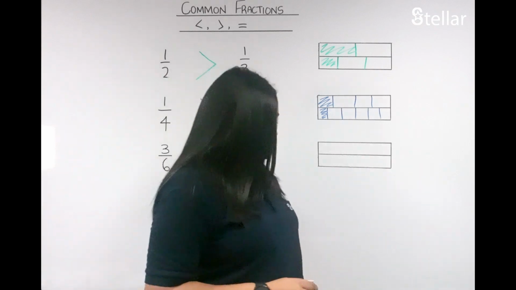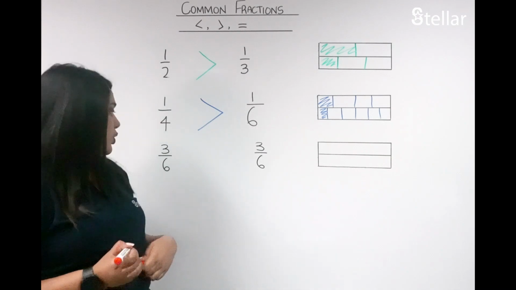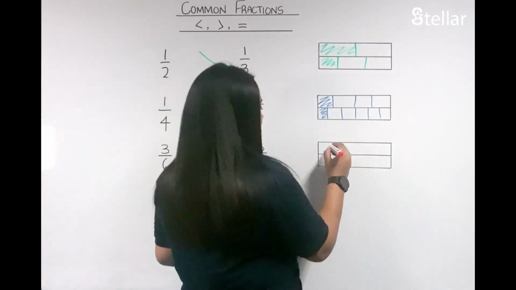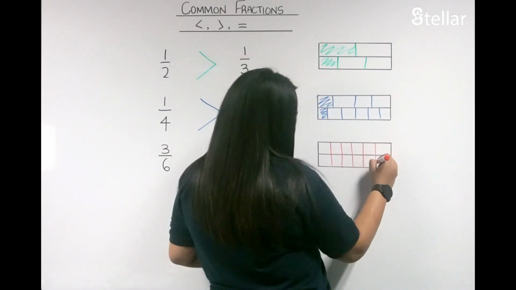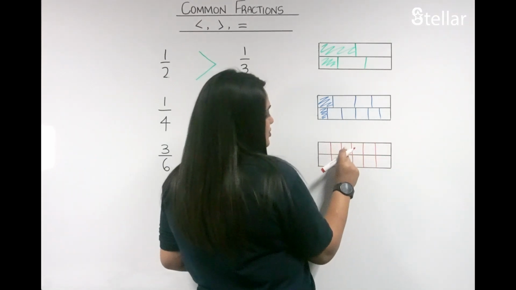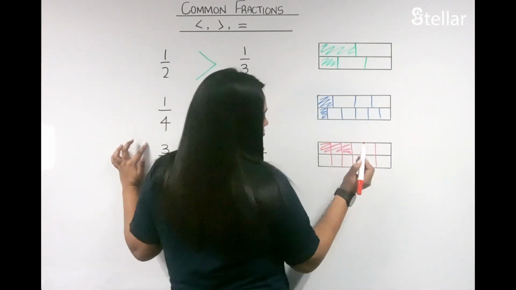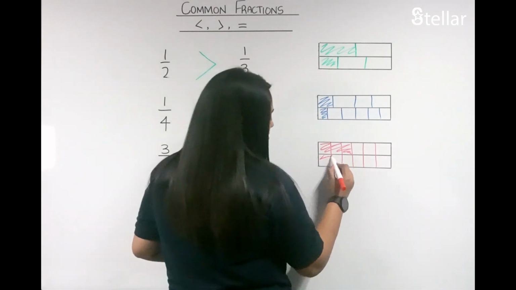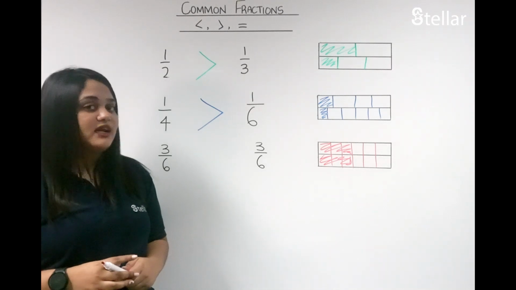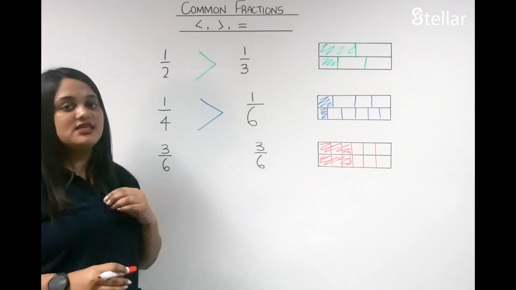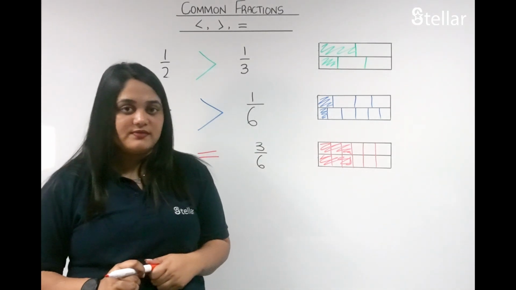The last example. 3/6, 3/6. So both parts are divided by 6. 1, 2, 3, 4, 5, 6. The first one is 3 parts. The second one is also 3 parts. Which part is bigger? None. They're exactly the same. The fraction is exactly the same. So we say that this fraction is equal.